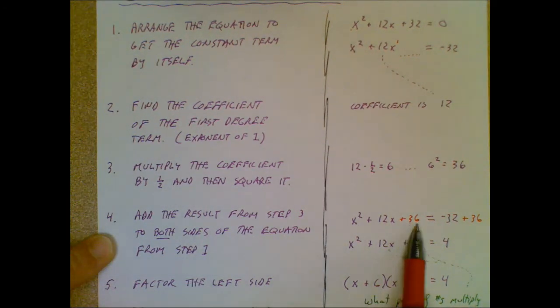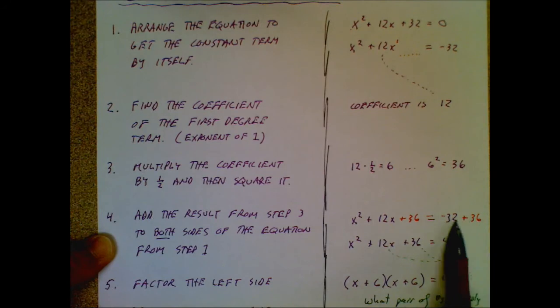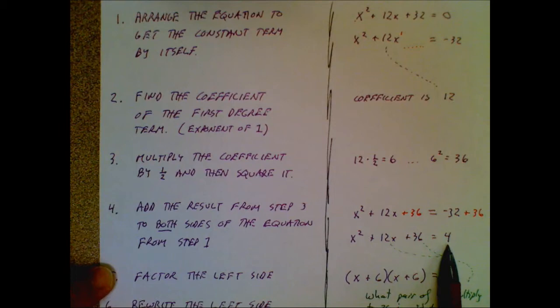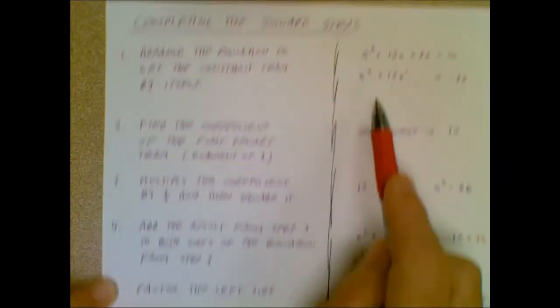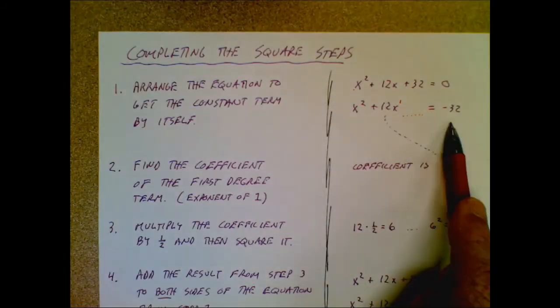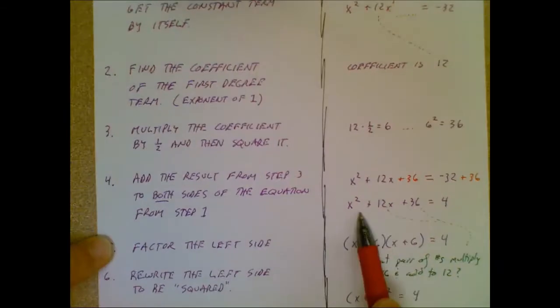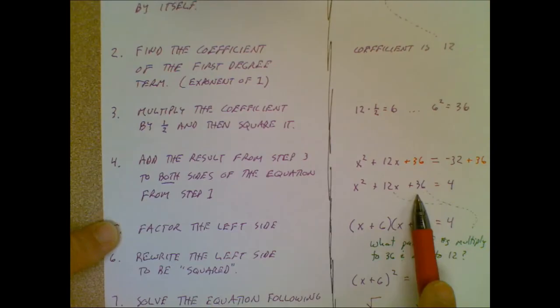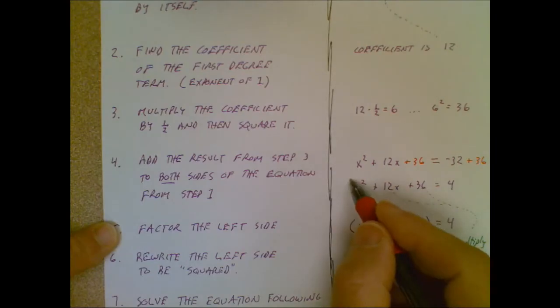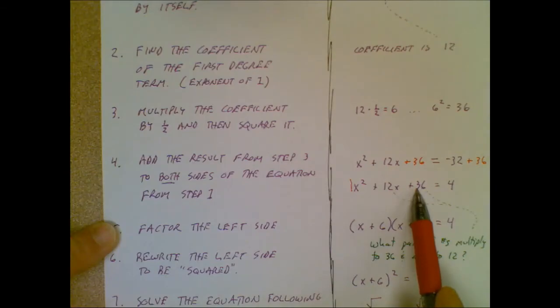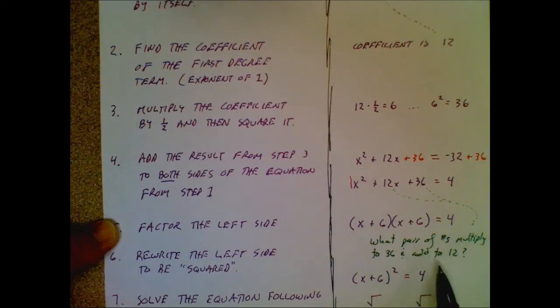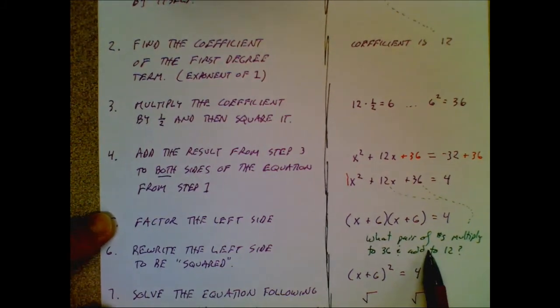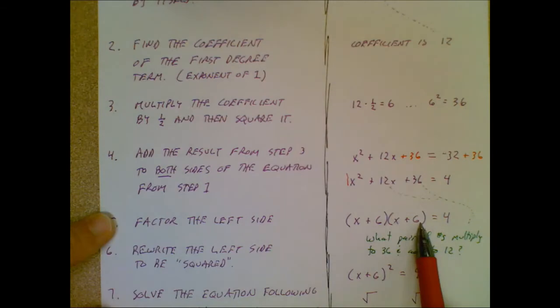So there it is. These two numbers can simplify. Once I have this equation turned into this form, I can now say, hey, this factors. It's a leading coefficient of 1 style factoring. What two numbers multiply to 36 and add to 12? That's what I'm thinking to myself. So this factors into that.